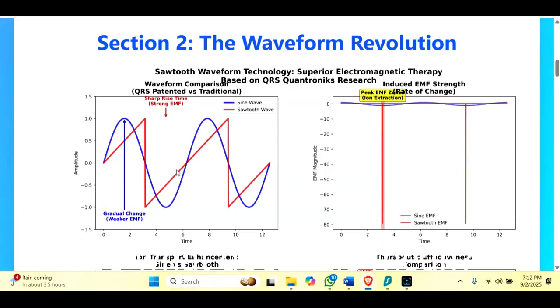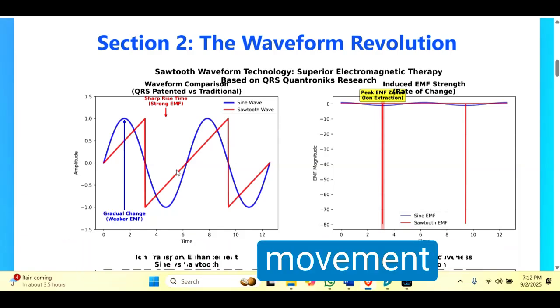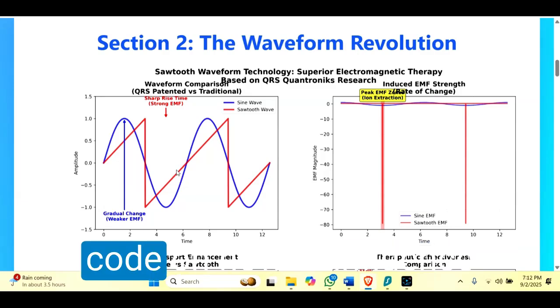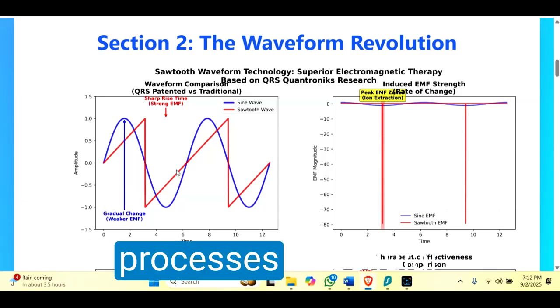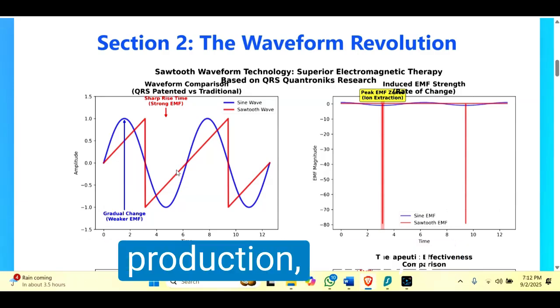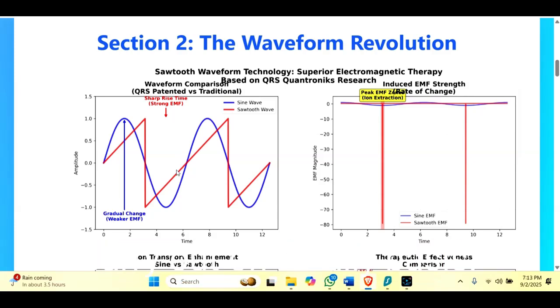So, what does this mean? For the first time in history, scientists could predictably control the movement of ions at the atomic and molecular level inside cells. They had cracked the code on how to influence the most fundamental processes of cellular energy production. It's not just the energy production, it affects so many of the processes that cells carry out on a daily basis.